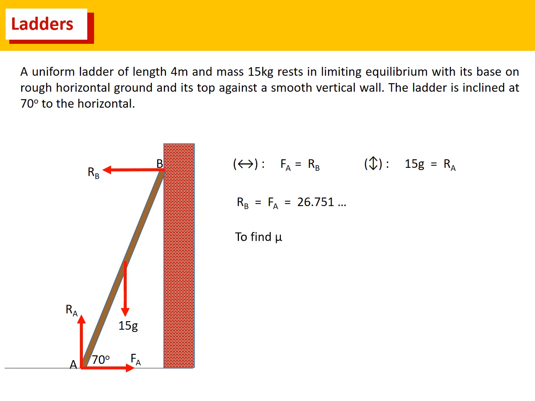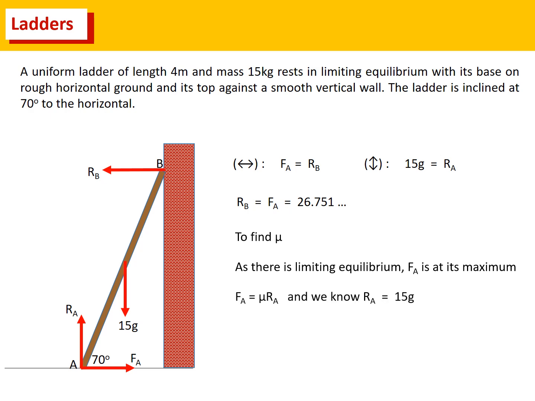To find mu, the coefficient of friction, there's limiting equilibrium. It tells us that in the question. So friction is at its maximum. So friction equals mu times the normal reaction. So this friction at A down here will equal mu times that normal reaction. The normal reaction we know is 15g. So we have that frictional force, 26.751, note we don't round off, equals mu times the normal reaction, 15g, which gives us a value of mu of 0.182.